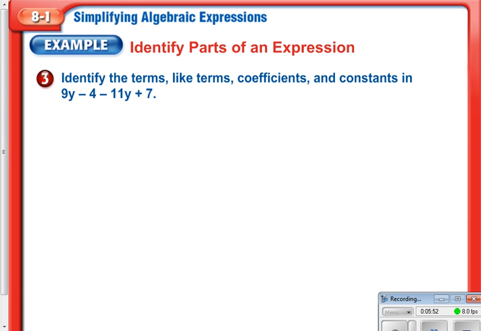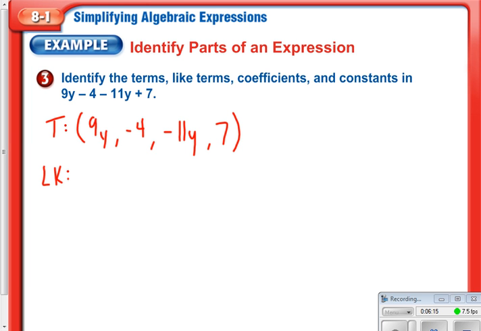Last example here for this concept. First thing we're going to do is find our terms again. Well, our terms are 9y, negative 4, negative 11y, and positive 7. Those are our terms. The difference in this problem compared to the first two is that this actually has a couple sets of like terms. So the like terms are 9y and negative 11y.